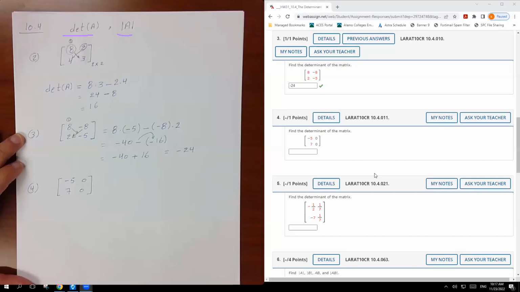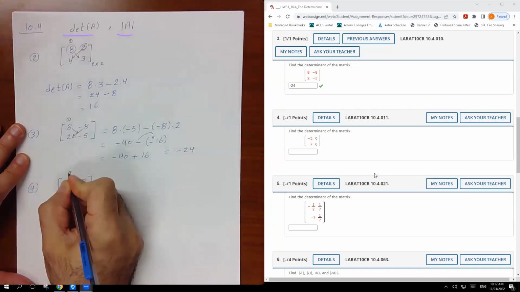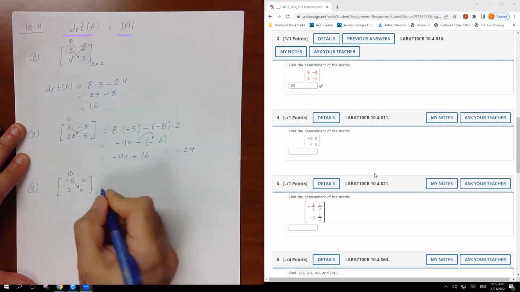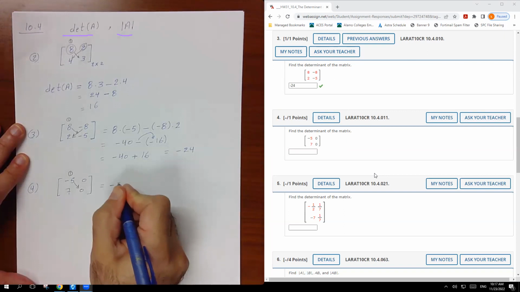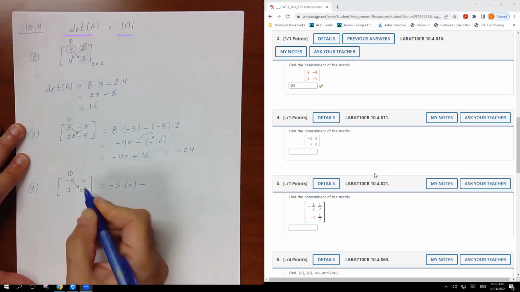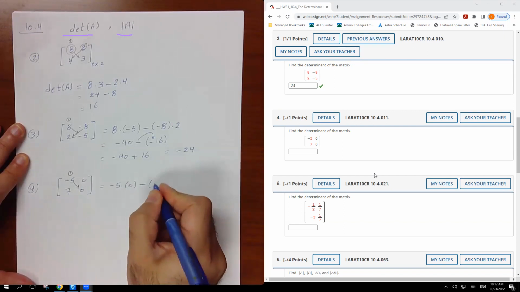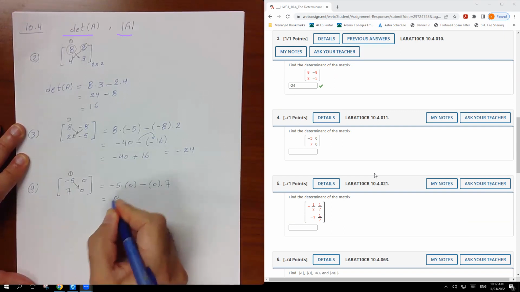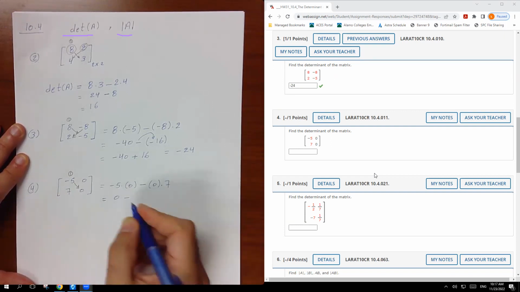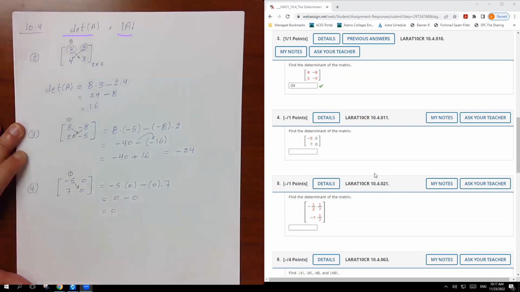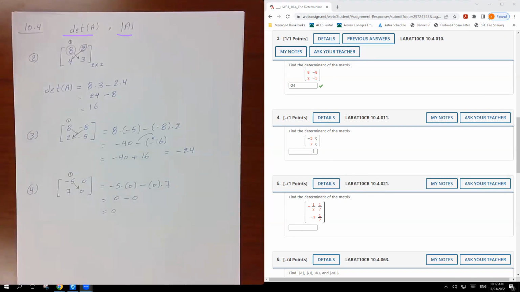For number 4, we're going to do the same steps. Find the determinant. So I'm going to start from this one. Negative 5 times 0 minus 0 times 7. So negative 5 times 0 is going to be 0, minus 0 times 7 is going to be 0, and the result is going to be 0. That means for number 4 is going to be 0.